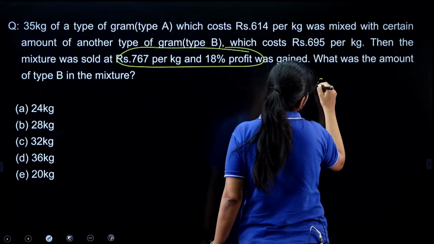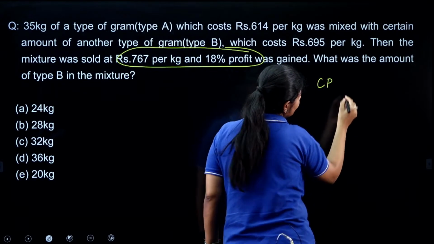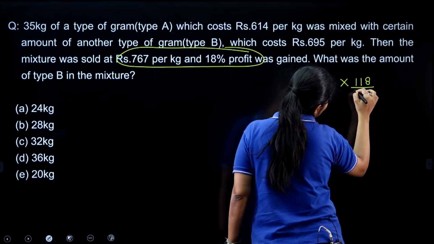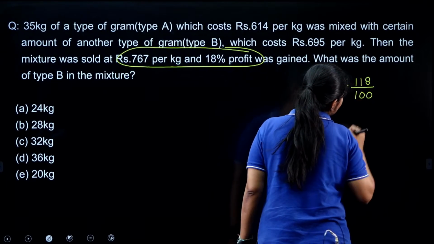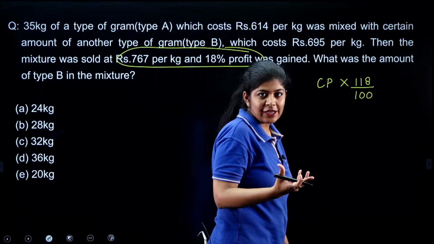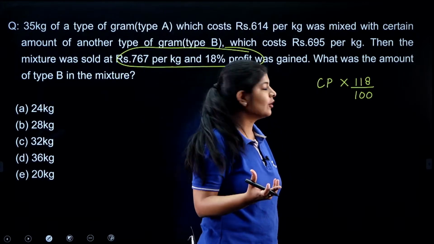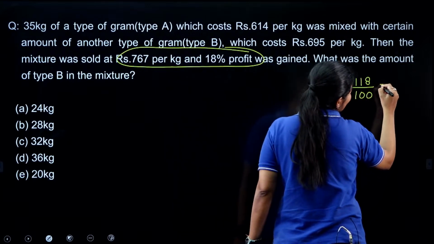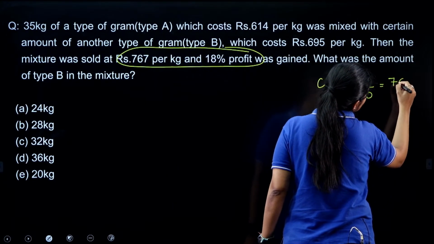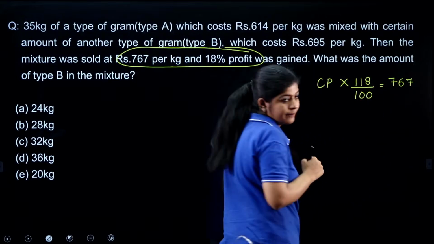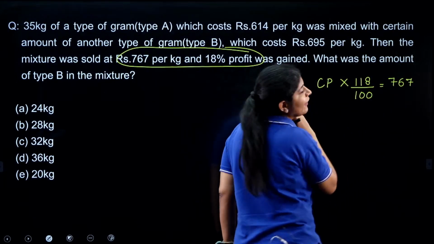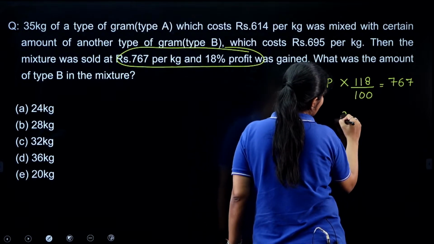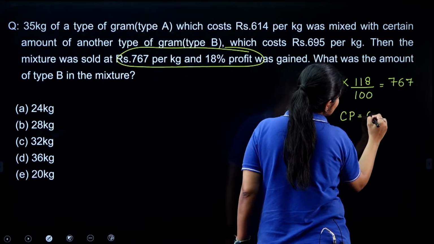I am just assuming that the cost price is CP only and I am selling it at a profit of 18%. That means instead of 100%, or the actual amount, I am selling it at 118, right? And the value of this is equal to 767. Now, from this, what I have to do is find out the cost price first. And the cost price that I am getting here is 650 rupees.